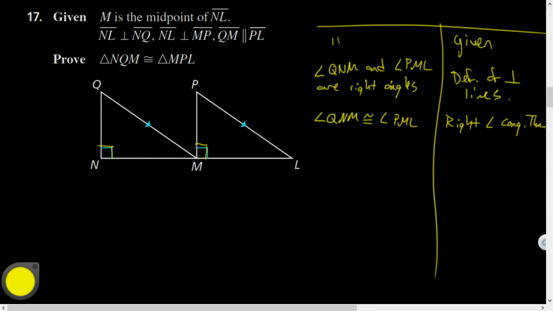So now that I've got these two angles congruent, what else do I have? Let's see, M is the midpoint. What fact does that give me? How does that help me?